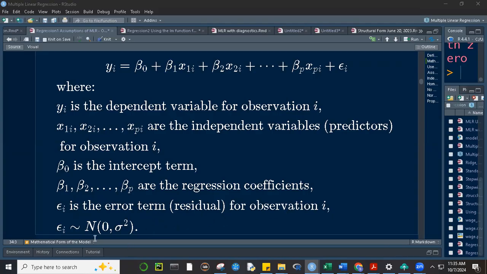And then later on we'll discuss that your epsilon sub i should be IID. Okay, IID, this means normally distributed, with a mean 0, and a constant variance. Okay, you have to learn, class, the terminology in multiple linear regression, in regression.